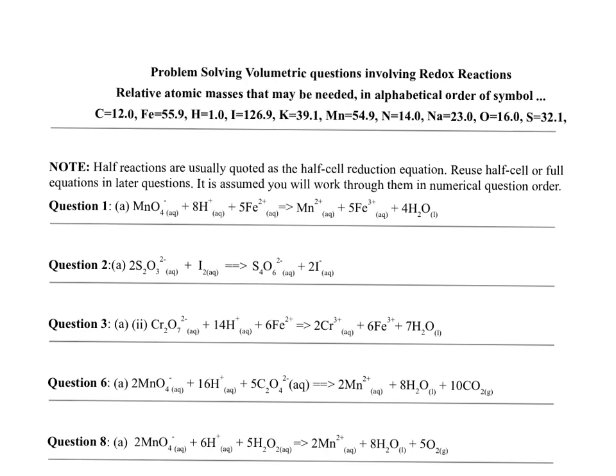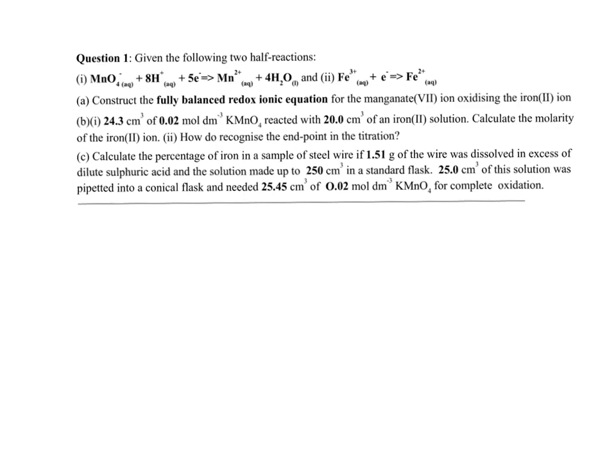So let's look at the first problem. In this problem, two half equations have been given to you, but don't forget you can find the full balanced equation on the first page of this pack. First of all, it says construct the fully balanced redox ionic equation for the manganate ion oxidizing the Fe2+ ion. As I said before, this was in my previous video, so I'm going to make the assumption that you're able to balance this.